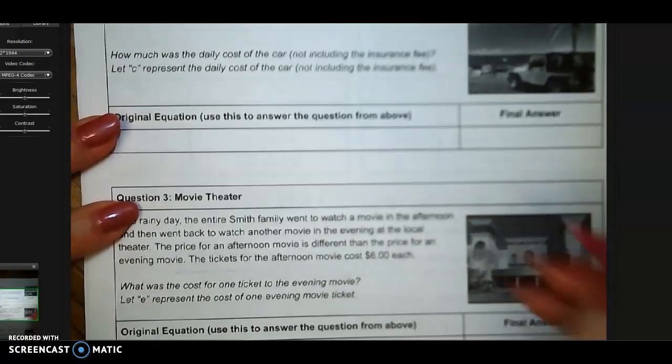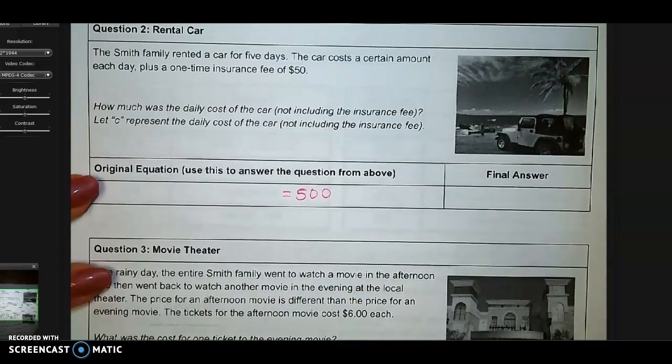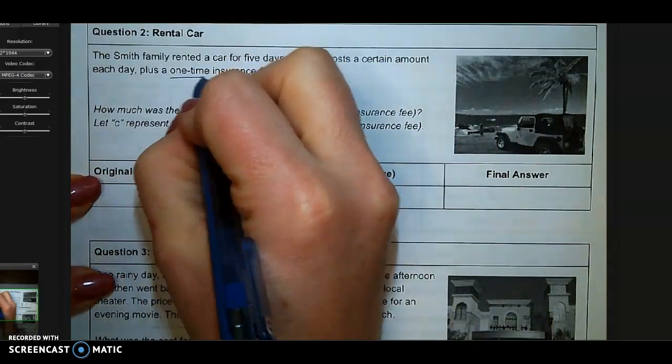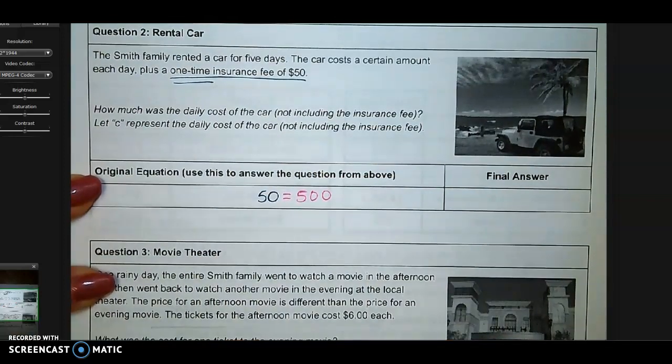So I know the total cost of my rental car was $500. And then you think, well, how did they get to that? So it says they rented 1 car for 5 days, and the car cost a certain amount each day, plus a one-time insurance fee of $50. So this is a one-time fee. That means it's a constant. So I'm just putting $50 there.